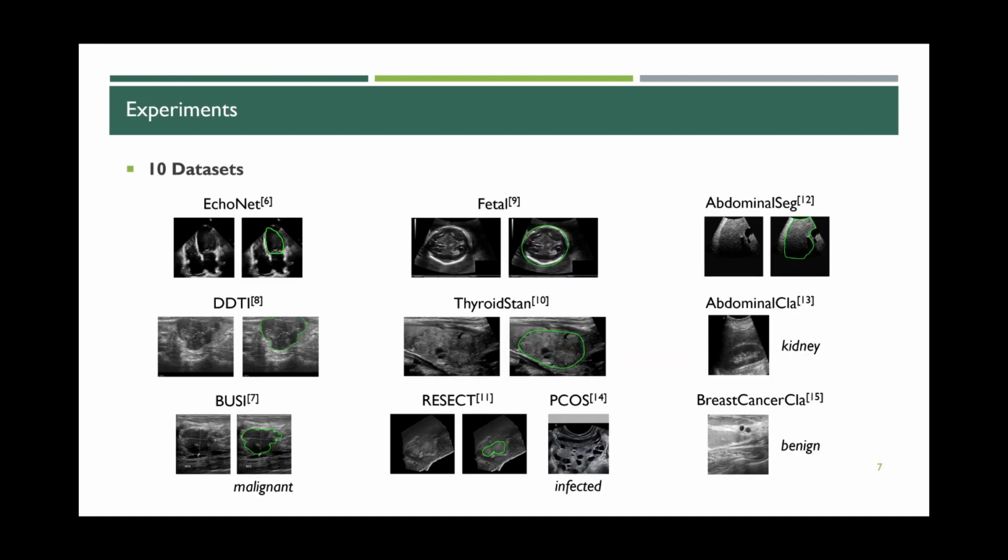This slide shows the 10 datasets we used to train our model. The datasets cover various ultrasound image contents, including left ventricle, breast cancer, thyroid, fetal head, cerebral tumor, abdominal organs, and PCOS. We designed prompts for each dataset and integrate the 10 datasets to train our model.